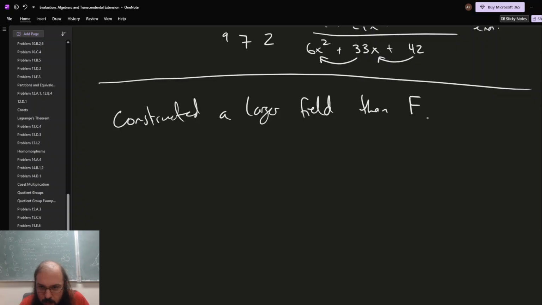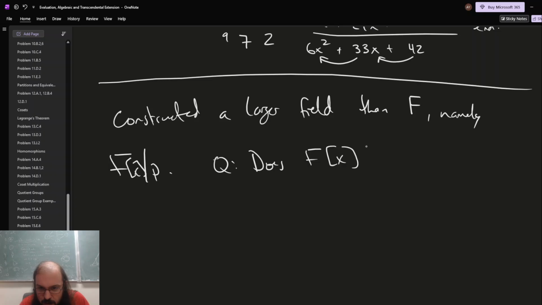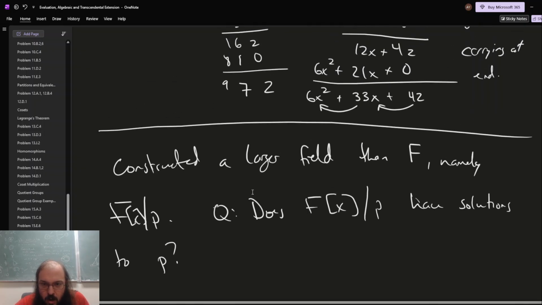Then f, namely f(x) mod p. And now we have a question, which is, did this solve the problem? Does f(x) mod p have solutions to p? Well, in some sense, the answer is of course, because p itself, the class of p, is a solution.